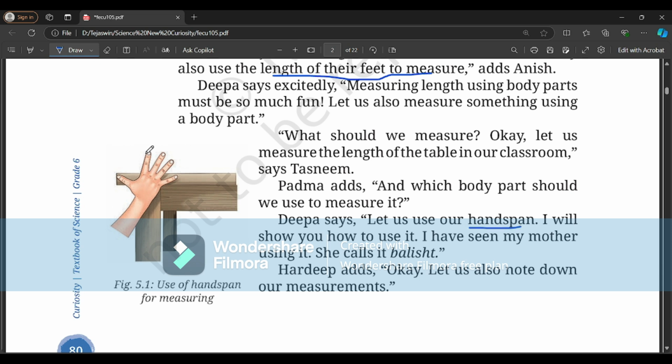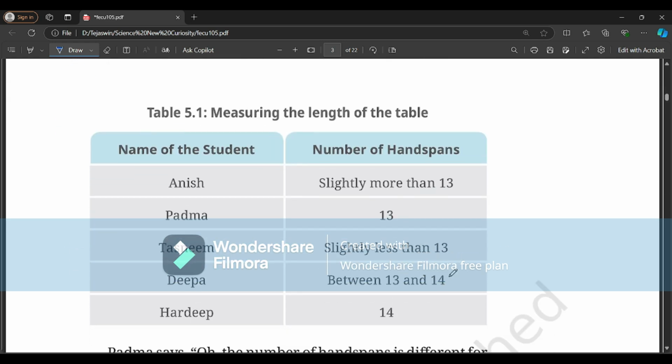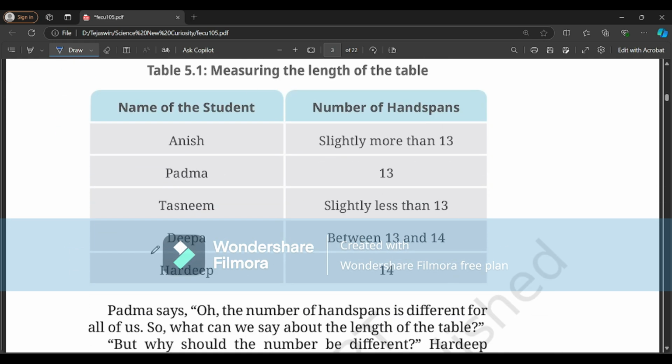So here you can see that this is the hand span. I will show you how to use it. I have seen my mother using it, and she calls it balish. Hardeep adds, okay, let us note down our measurements. So in a table they note down their measurements. Here they write their names and their measurements using hand span.